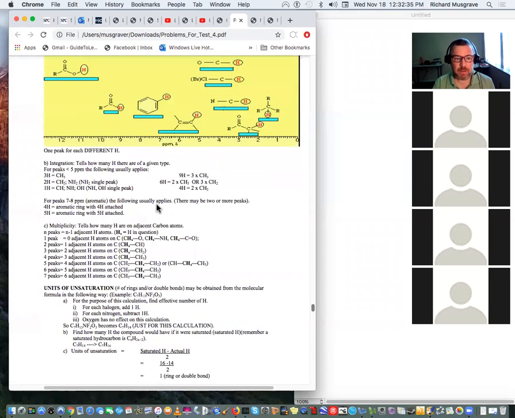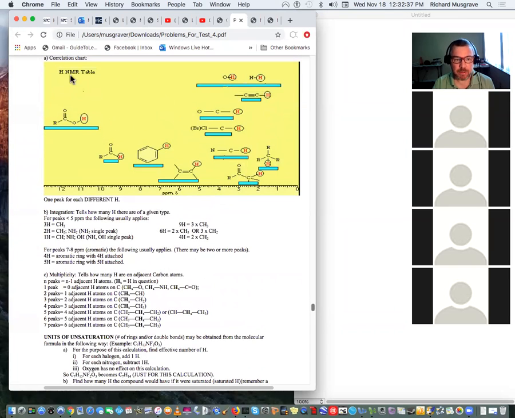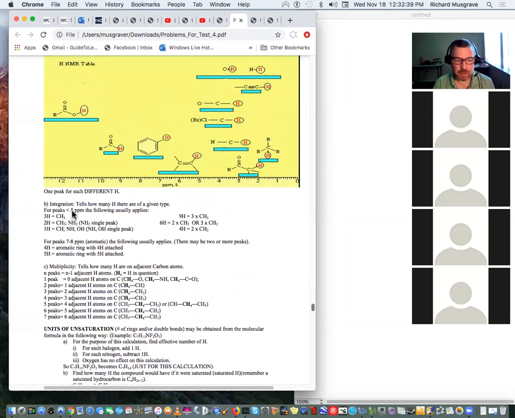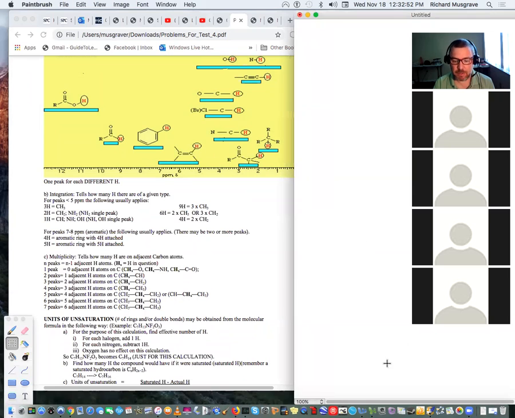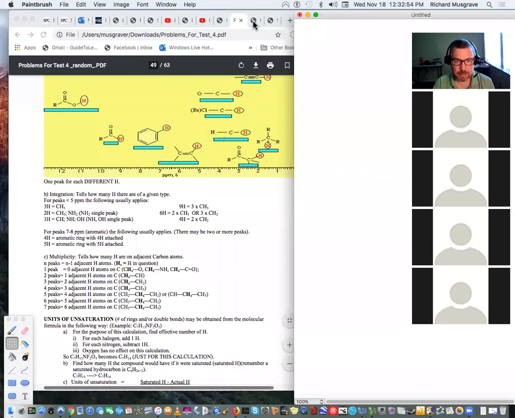All right, so this is something you're actually going to be given, this correlation chart. You're also given this other bit of information about integration and about multiplicity as well. None of this is stuff that you actually have to memorize, but you do have to be aware of how to use it. Okay, so let's take a look at some of these other things here.